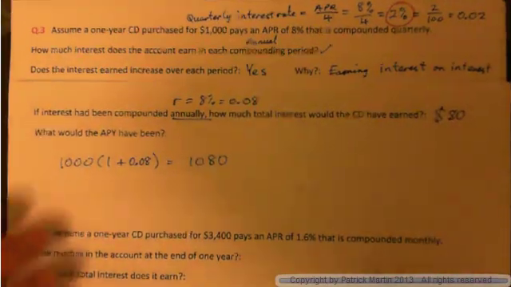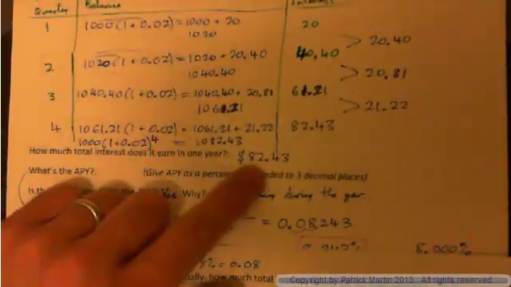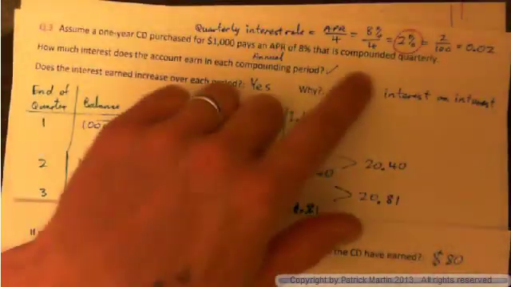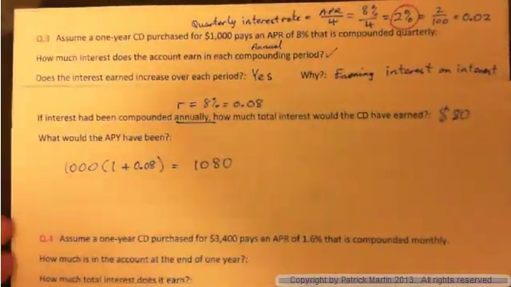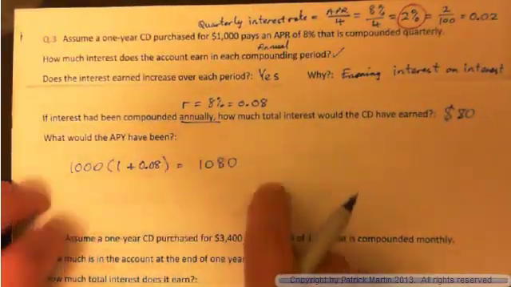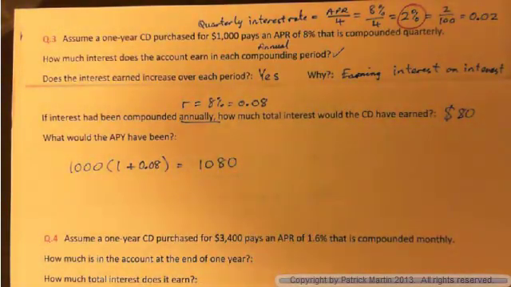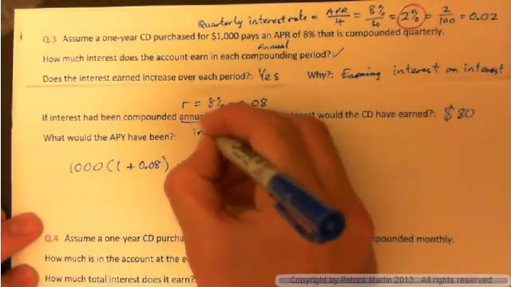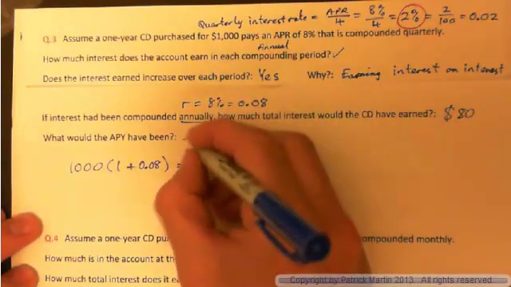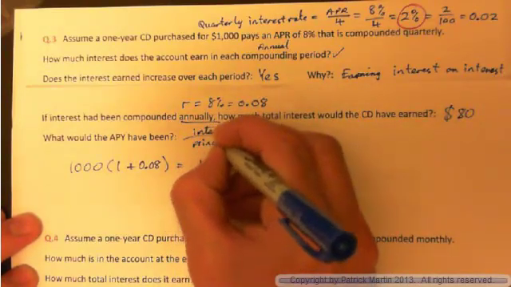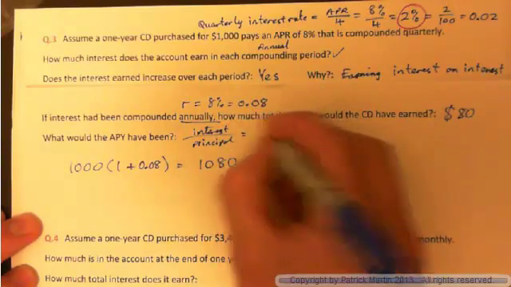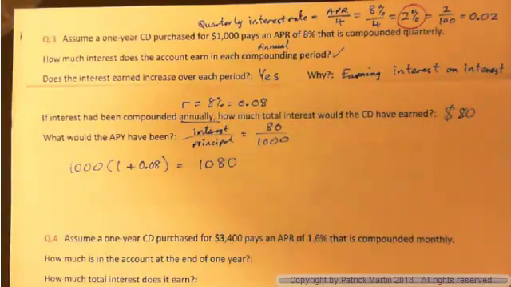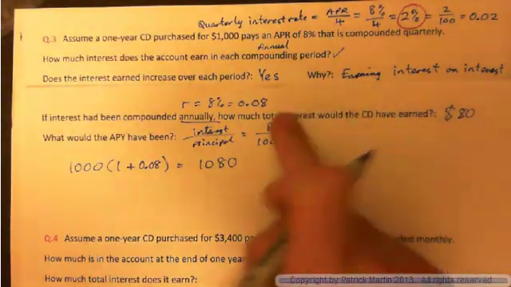$80. Not $82.43, which occurred from the quarterly compounding, right? What would the annual percentage yield have been in this case? What do you think? Press pause and do that one. Well, again, the APY would be the interest earned over the principal invested, or the balance at the start of the year, which is $80 earned, $1,000 at the start of the year. What does that give us?